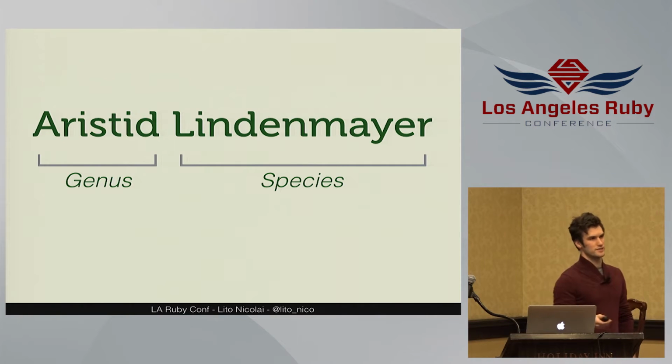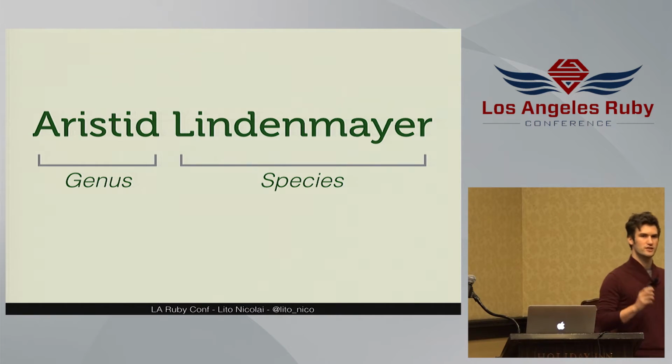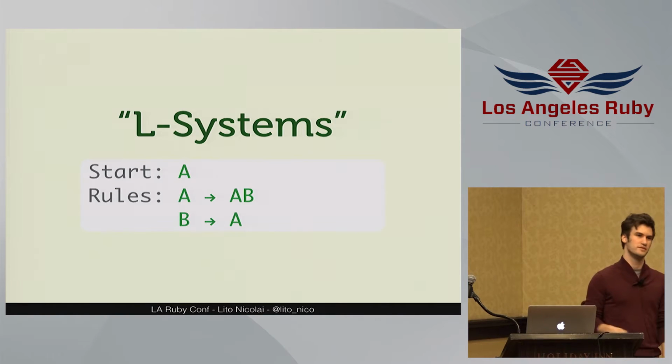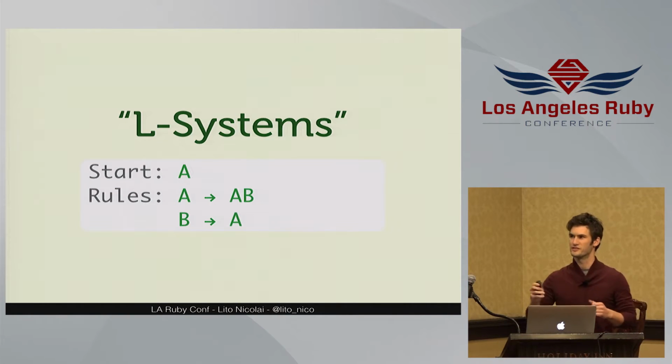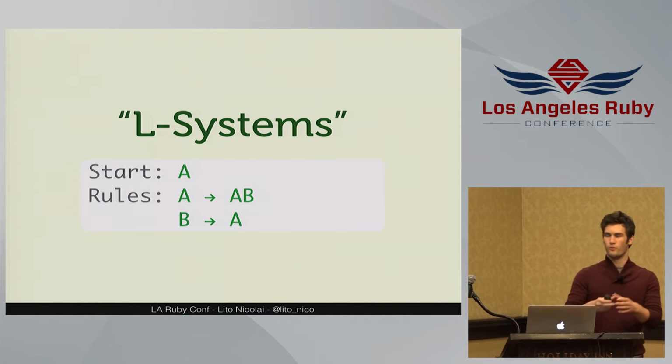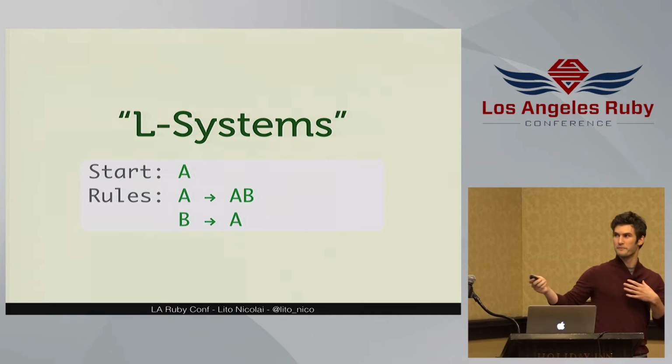So this process was first described by a botanist named Aristid Lindenmayer. It's actually a human and not a plant. He called these, after himself, L systems. They're very simple. They consist of a start, like an alga, and some rules, like one splits and a baby grows up.